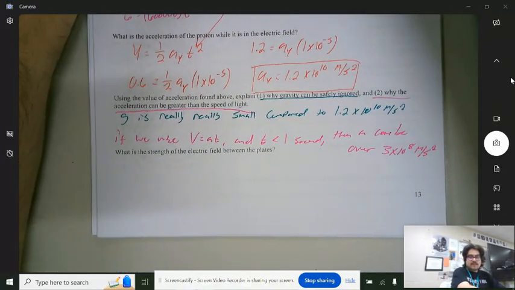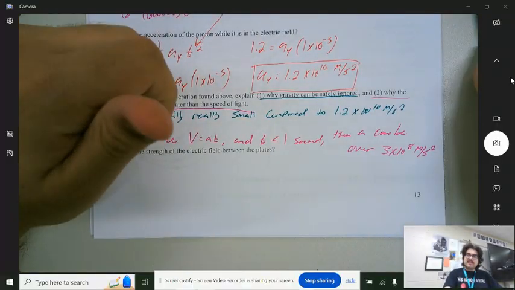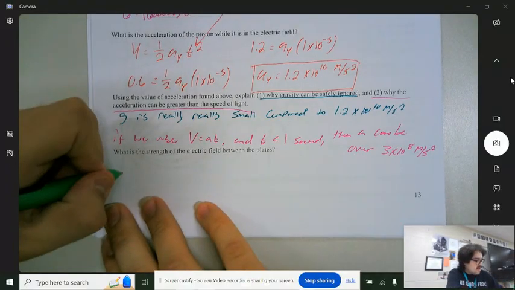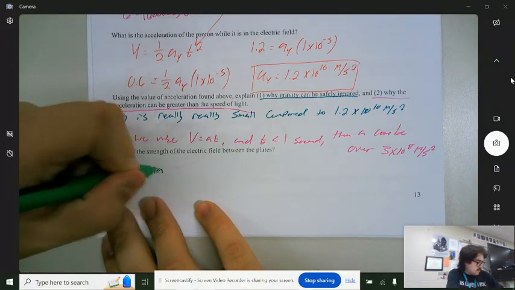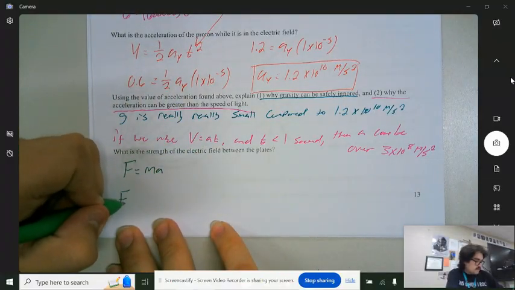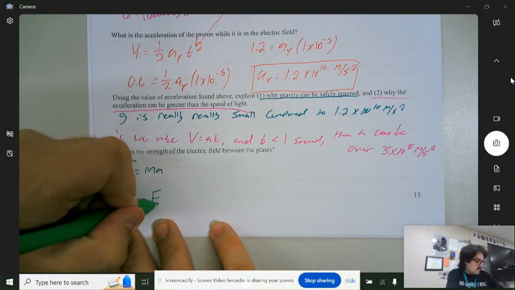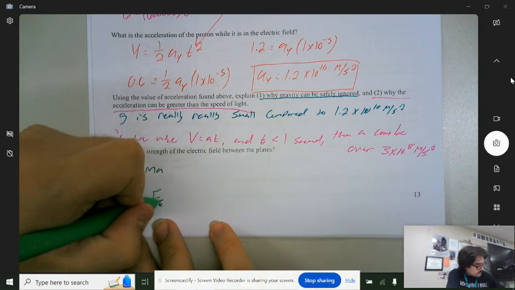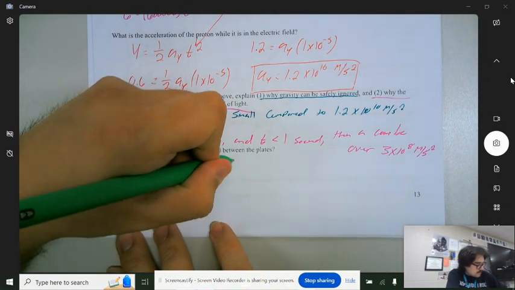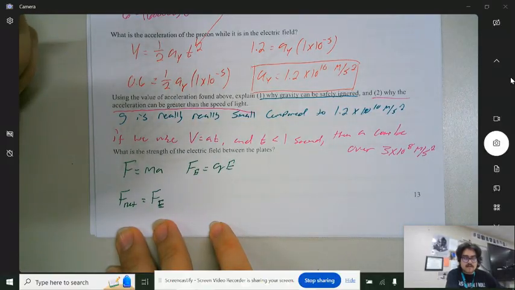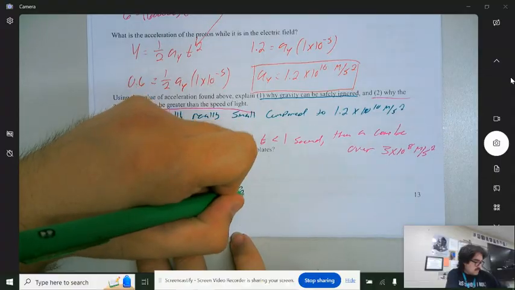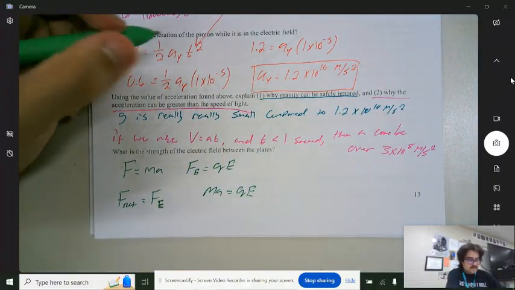And then figure out the electric field strength between the plates. Well, the easiest thing to do here is just use Newton's second law, F equals ma. But you also know that the net force is equal to the electric force on the particle. Well, what's the formula for electric force? QE. Easiest way to do it. So set ma equal to QE and plug in everything we've been given.